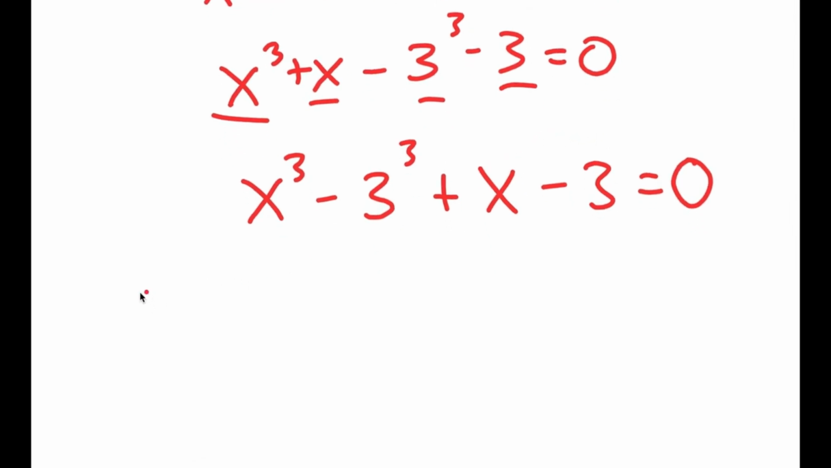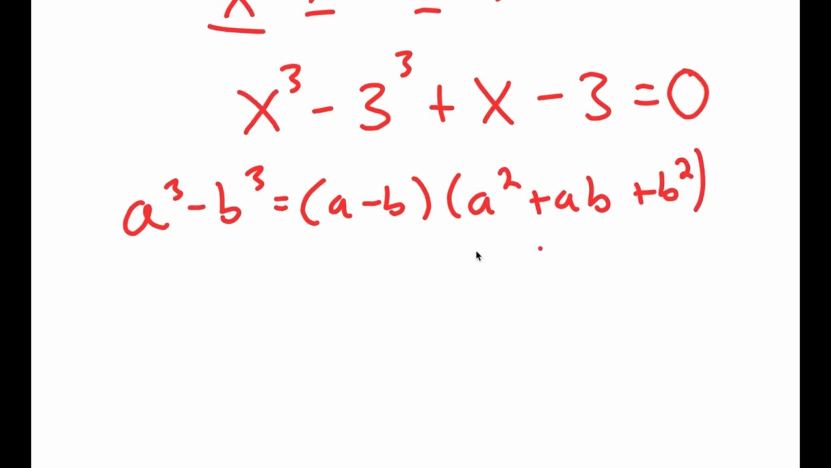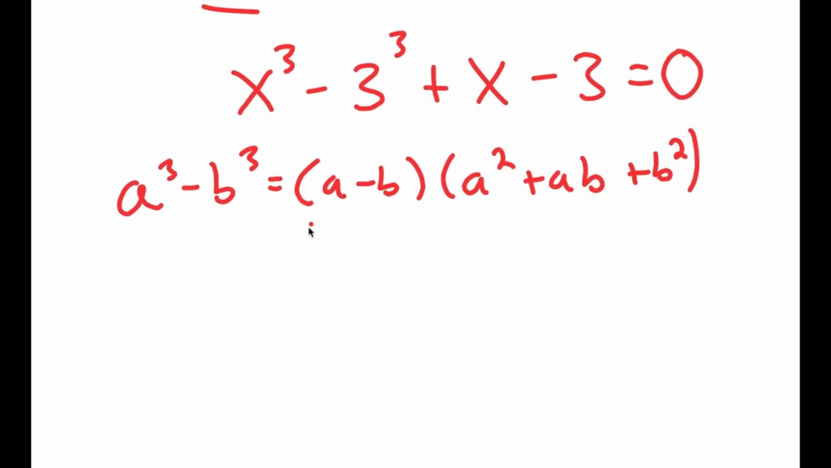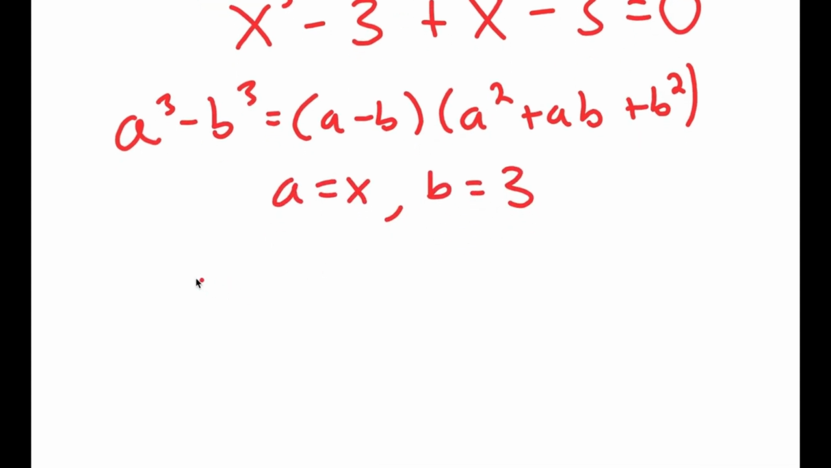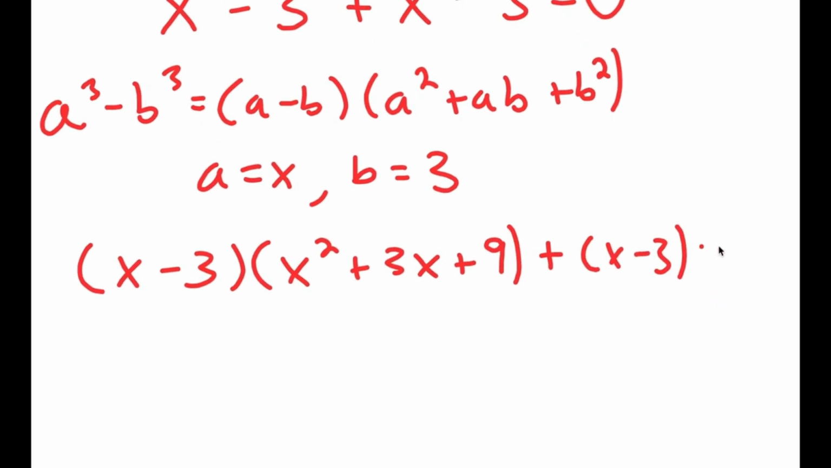Now from here, if I have something in the form a to the power of 3 minus b to the power of 3, this is equal to a minus b times a squared plus ab plus b squared. So in this case, a is equal to x and b is equal to 3. So I get x minus 3 times x squared plus 3x plus 3 squared, which is 9, plus I have my x minus 3 at the end, is equal to 0.